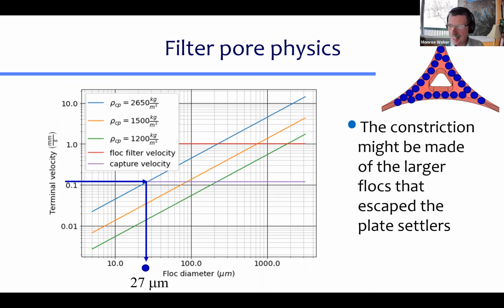So is it clear what I'm trying to draw here? This is the constriction that is forming, that is being made up of flocks. And this is the remaining hole through that constriction that all the flocks that don't get caught travel through.